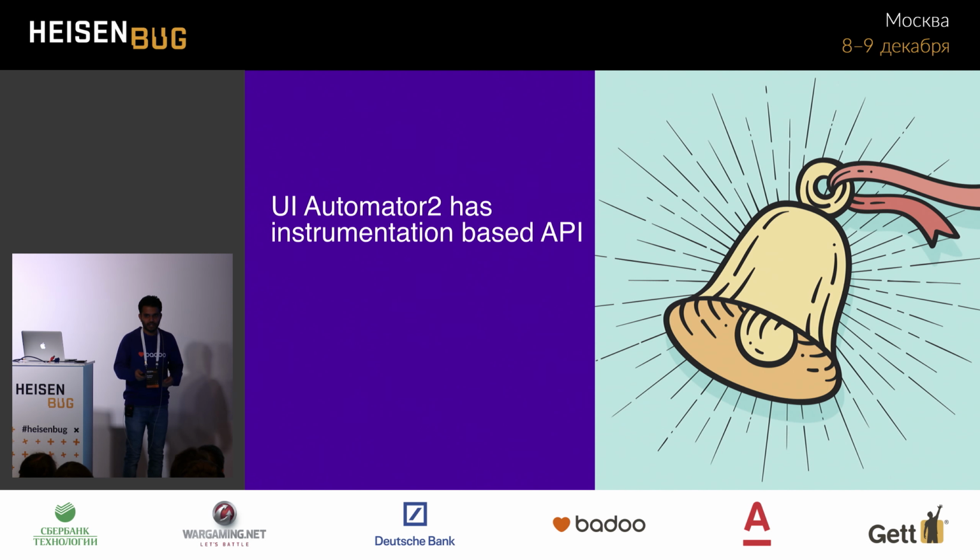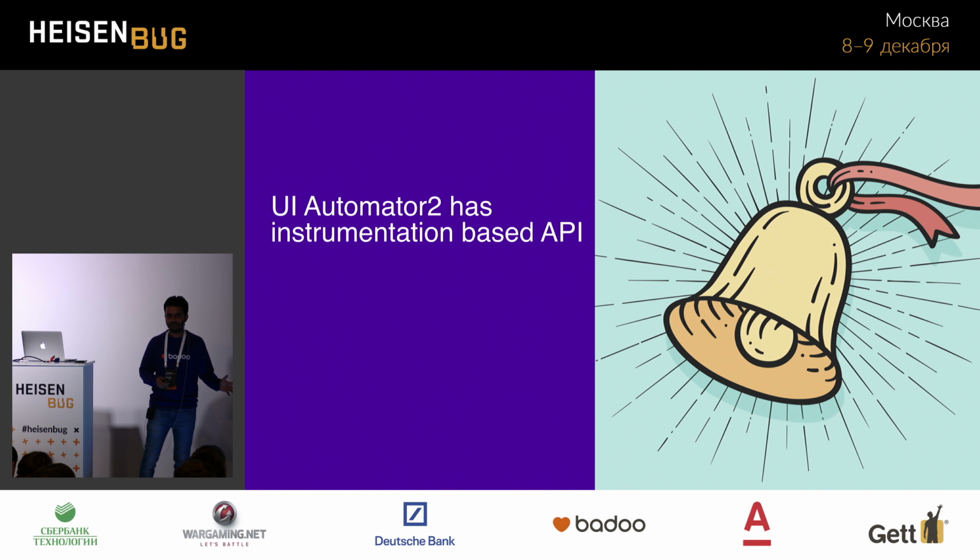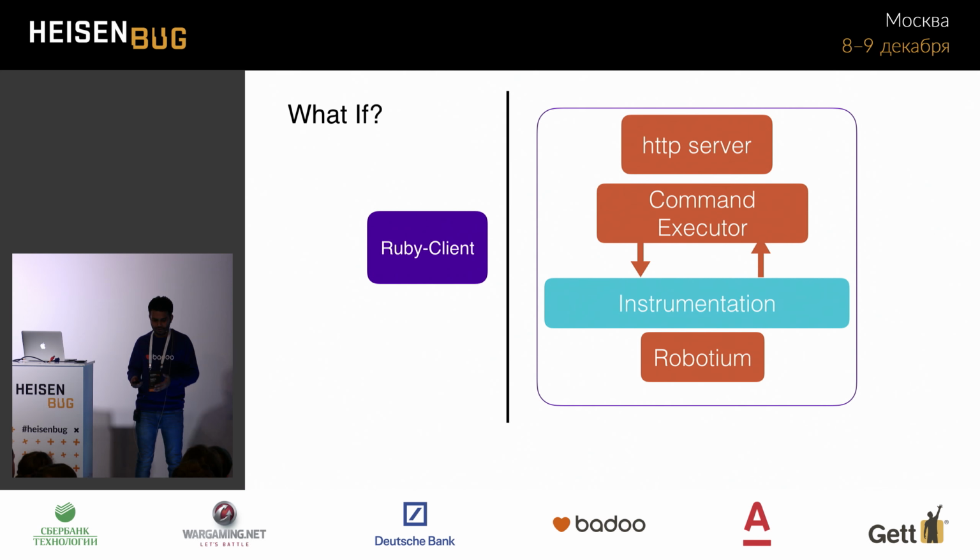And the UiAutomator2, which is used by Appium, is now based on instrumentation. So it happened last year that Google changed the way UiAutomator worked. Earlier it used to work in a standalone jar, but now Google changed it to be based on the instrumentation-based API. And now that rings the bell. If it's based on instrumentation API, Calabash instruments our application under test. Why can't we do this?